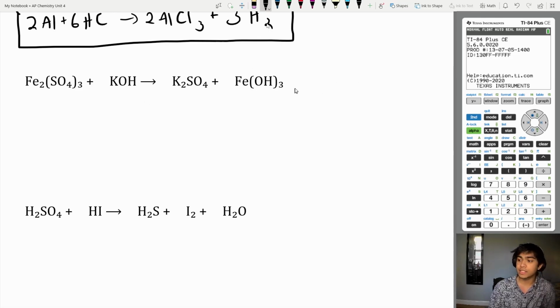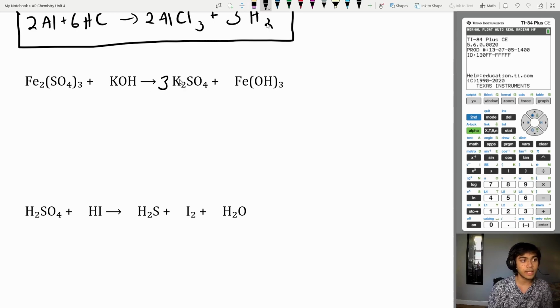This is essentially the same idea, except now we're going to apply it to polyatomic ions. Whenever you have polyatomic ions on both sides of the chemical equation, you should treat the polyatomic ion as kind of like an atom. So you have 3 sulfate ions on the left-hand side and only 1 on the right-hand side. So let's add a 3 here to balance out the sulfate ions.